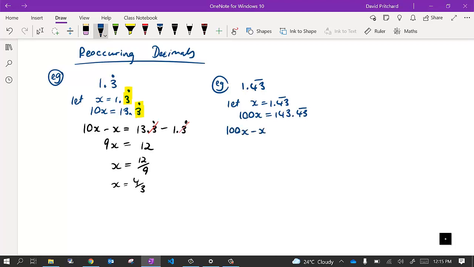We can now find the difference between these two. So 100x take away x ends up giving us 143 subtract 1. You'll notice that I didn't put in the 0.43 recurring. It's because I didn't need to. That's going to cancel out as I do that subtraction. So we've got 99x is equal to 142, and therefore our fractional representation is 142 on 99. Okay, so nice and easy.